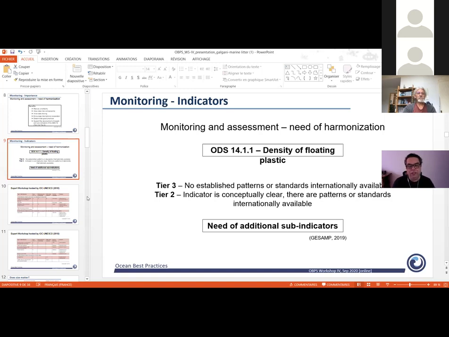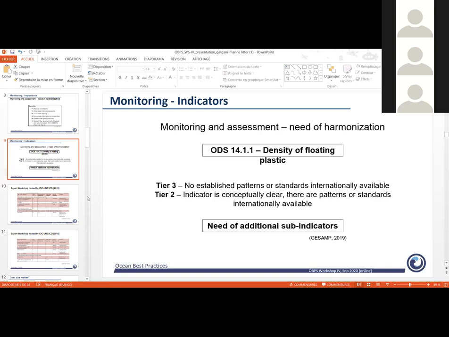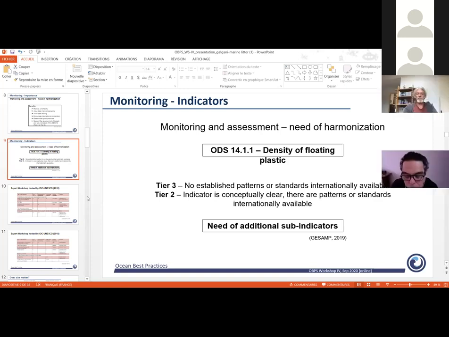And then after this effort we did in GESAMP and all the effort UNEP is doing, we intend to have marine litter coming to tier 2, where the indicator is conceptually clear and there are patterns or standards internationally available. This doesn't mean that the indicator will be available. This means tier 1. It would be tier 1, and we hope it will be available soon on the global scale. And then we realized that there was a need for additional sub-indicators other than density of floating plastic, which was the basic indicator linked to the SDG.